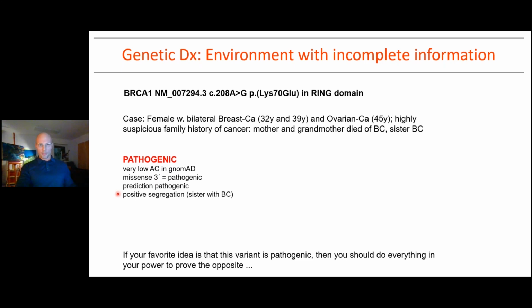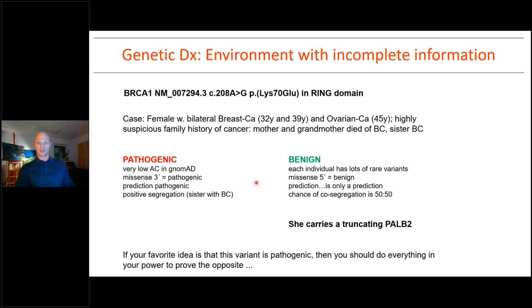So if you remember Popper, if my favorite idea is that this variant is pathogenic, then I should do everything to prove the opposite. And is there evidence for it being benign? Well, actually there is. A variant being rare is good, but it's not enough. Each individual has a lot of variants. And the missense variant immediately 5' is a benign variant with also a higher allele frequency. The prediction, well, it's only a prediction. It's only supporting evidence. And the chance of co-segregation is only 50-50.